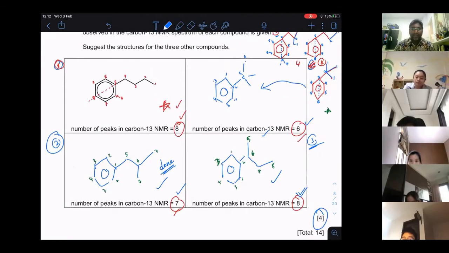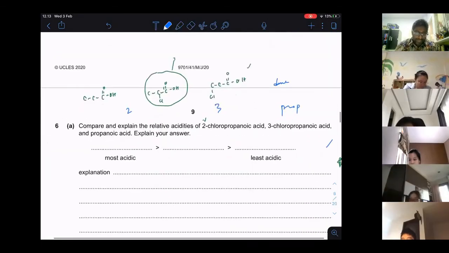Any questions? Gabriela, Nicole, Victoria, Lavi? No, sir. Okay, Lavi, are you here? Yeah. Any question? No. Okay. Let's move on. So here, number 6.